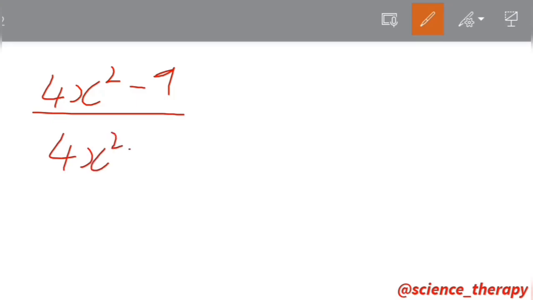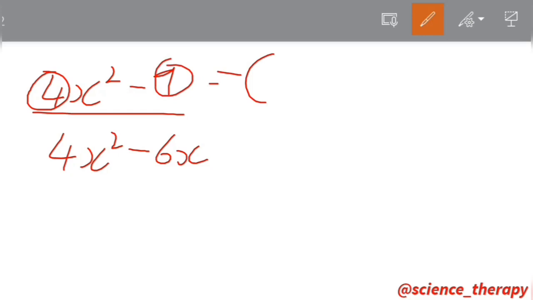Now let's have a look at another example. Let's say this time we are given 4x squared minus 9 over 4x squared minus 6x. So again, we can see that we have a difference of two squares in the numerator, whereby the 4 here is a perfect square, and also the 9 there is a perfect square. So what do we do with this one? We open two brackets, right, in order to factorize that one.